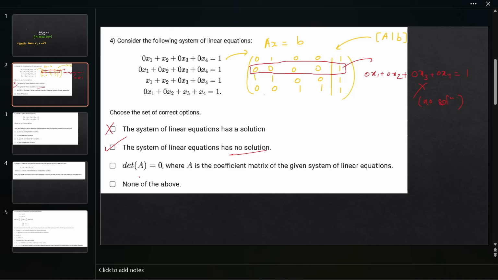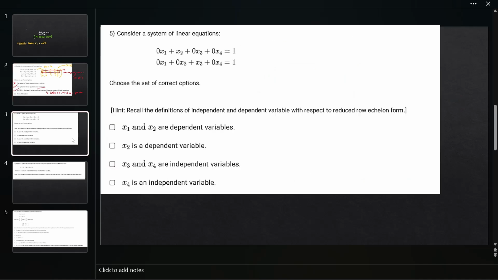Now moving on to option number 3, which says the determinant of A equal to 0, where A is the coefficient matrix. So yes, the determinant of A equal to 0. Why? Because R2 is a 0 row. And we know that if there exists any 0 row in your matrix, then the determinant of your square matrix is 0. Okay, so this was all about question number 4.